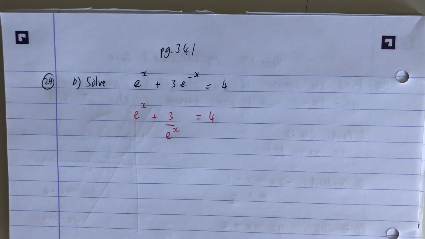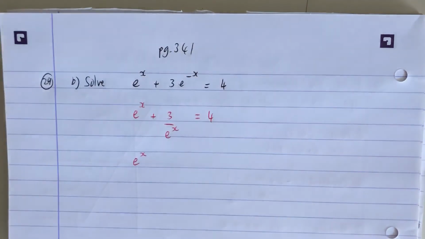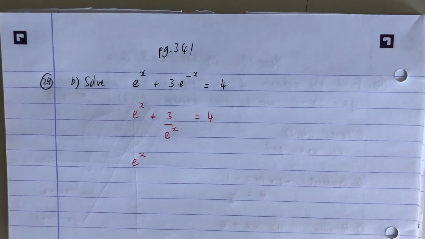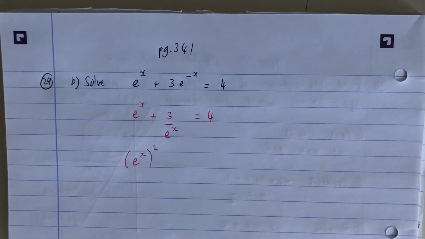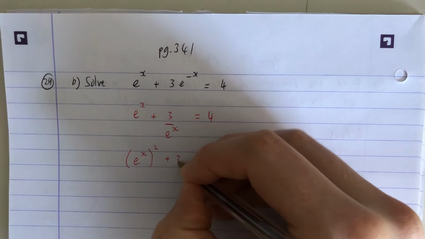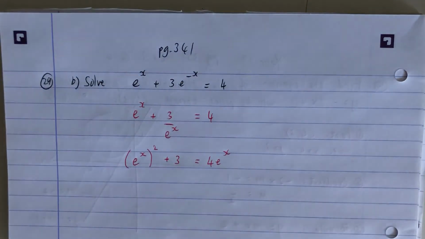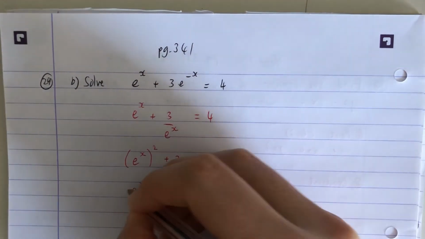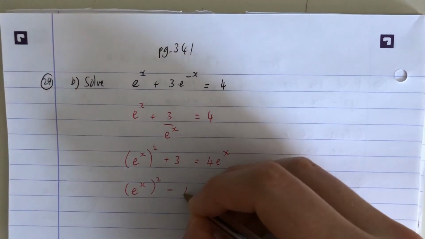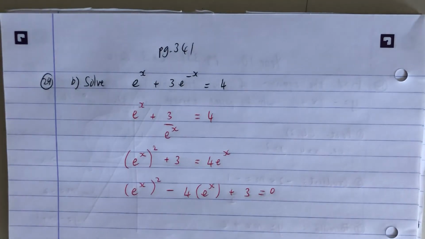You could multiply everything by e to the x to get e to the x times e to the x, which would simplify to e to the 2x, but I'm going to rewrite it as (e to the x) squared plus 3 is equal to 4e to the x. And now you might spot that this is actually a hidden quadratic. (e to the x) squared subtract 4 e to the x plus 3 is equal to 0.